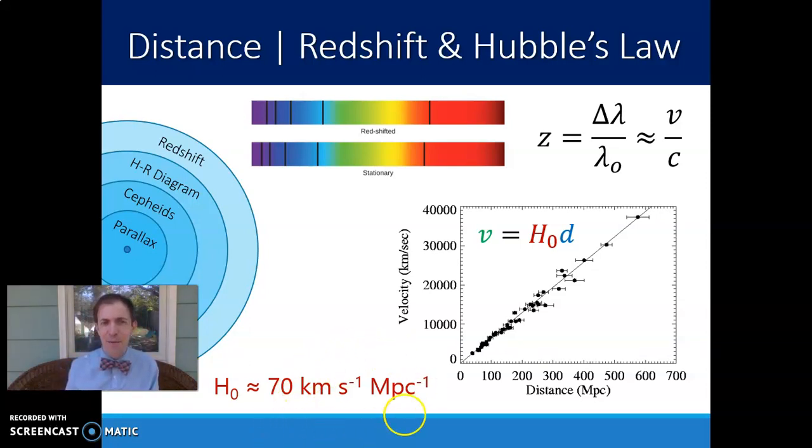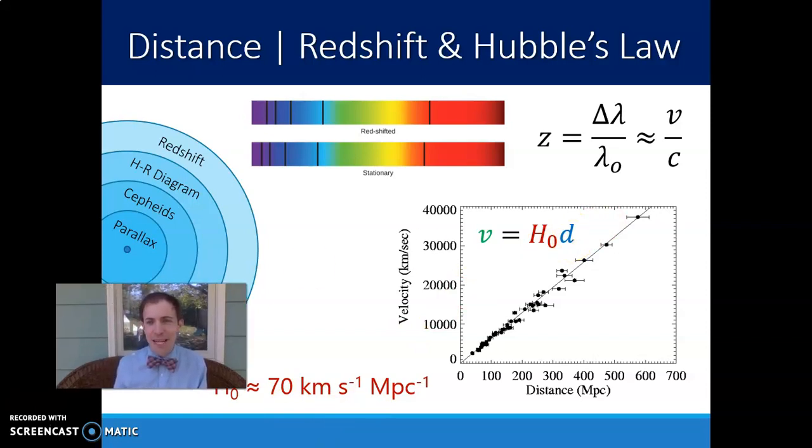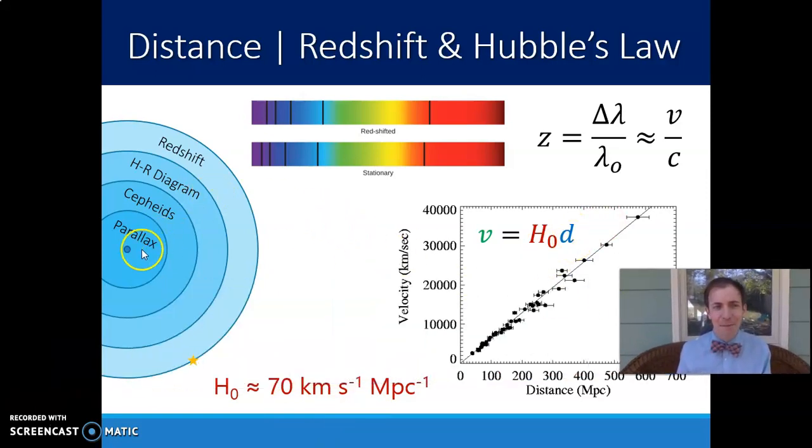And this value is going to be really important for us as well. That means that if we can calculate the redshift, we can use this relationship and that value to figure out the missing variable. The missing variable is distance. So looking again at this chart, parallax, Cepheid variables, HR diagrams, and redshift are all different ways for us to measure distance.